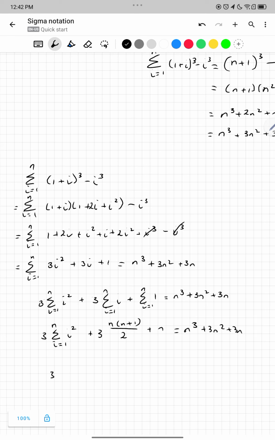So 3 times the summation from i is equal to 1 to n of i squared should be equal to the following: n cubed plus 3n squared plus 3n, minus 3 times n(n plus 1) over 2, minus n. Sorry, I meant to say 3n squared plus n all over 2.